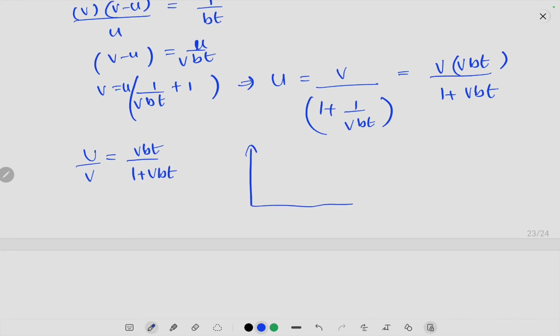How would the plot look? Let's say this is u by v and this is time t. From here we know that as t approaches infinity, u will approach v. So u by v will approach 1 as t approaches infinity. And at t equal to 0, this is 0, so the plot will look like this. This is the plot of u by v with time t.